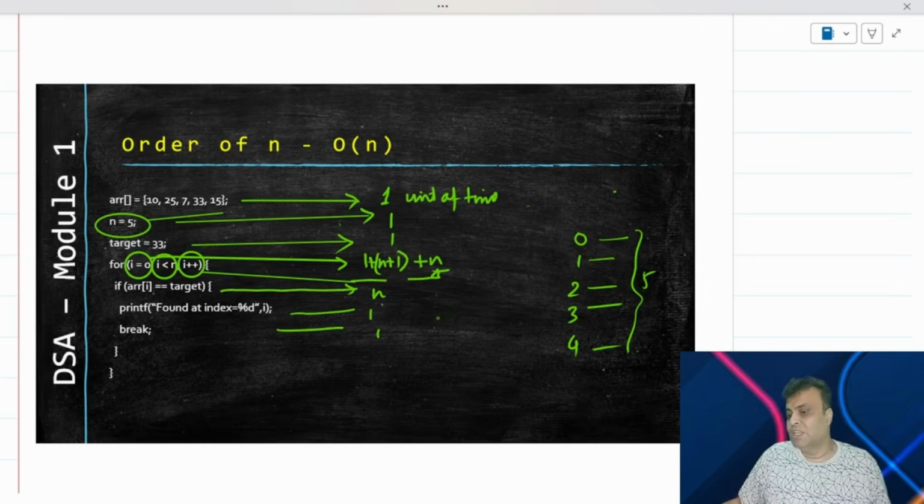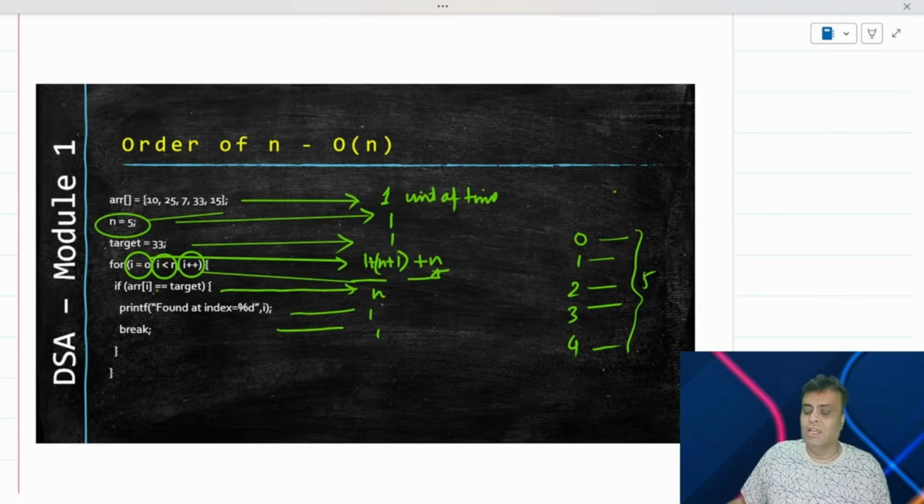Because it will match and exit the loop, because you have a break there, right? So if this if would not have been there, all these statements would have been executed n number of times, which is what I had written earlier.